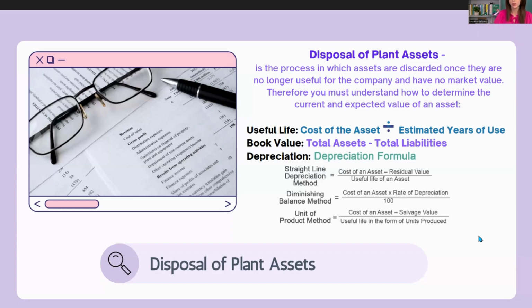So depreciation, there are 3 formulas for determining the depreciation. There's a straight line depreciation method, diminishing balance method, and the unit of product method.